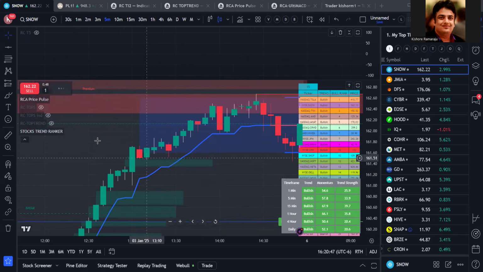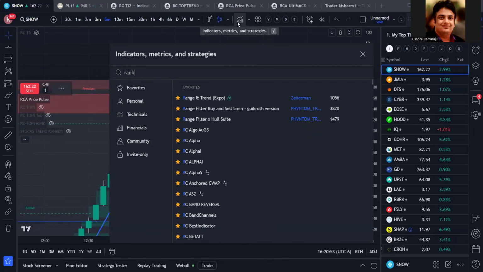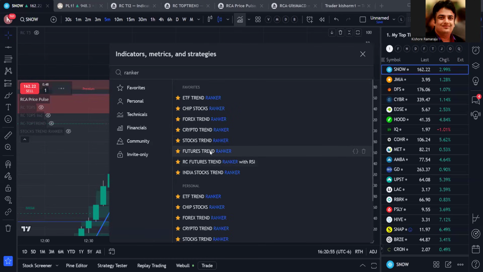So that is one more indicator you have, right? You can do stocks ranker, you can do futures trend ranker or crypto trend ranker, India stocks trend ranker. Like that, you can do whichever you want. To buy crypto coins, you can use that scanner.